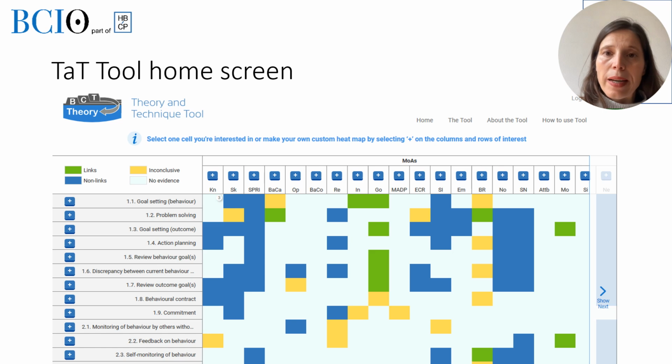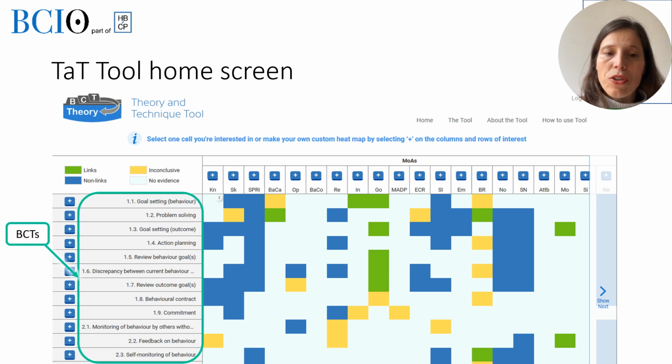So having this in mind, the group of researchers from Human Behavior Change Project, in collaboration with researchers from other institutions, developed this tool called the Theory and Techniques tool that was initially developed as part of this project, Theory and Techniques project. And if you go to the link that is provided in the resources, you will be able to access the website that presents this dynamic tool, and you will see a matrix similar to the one that you have here on the PowerPoint.